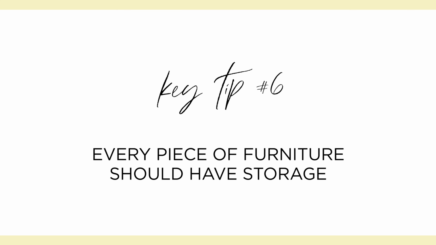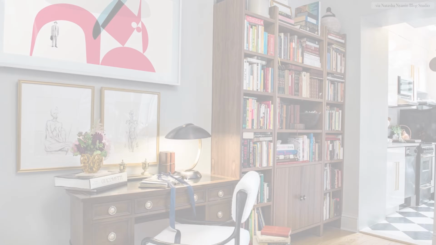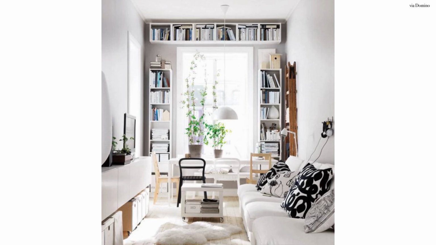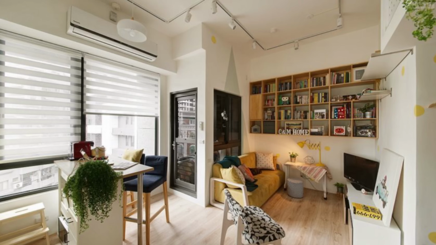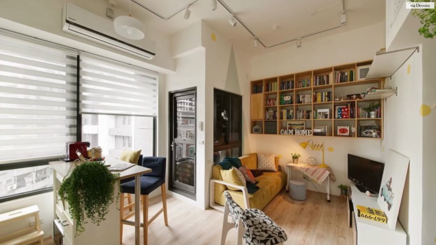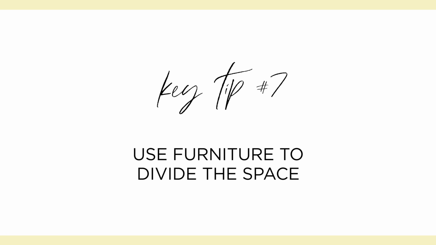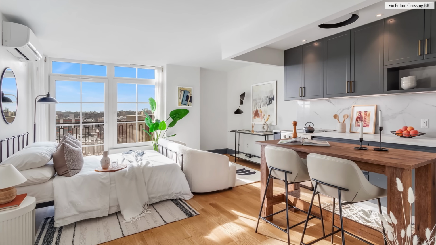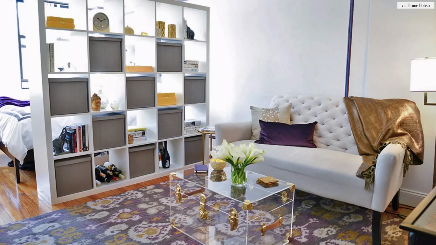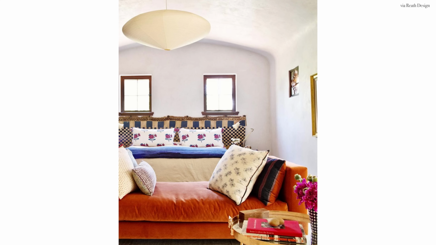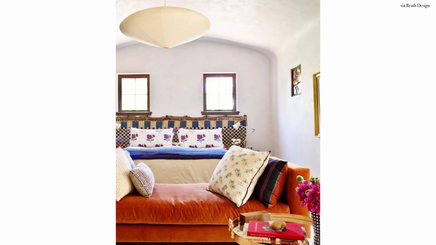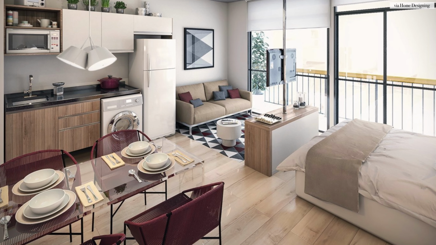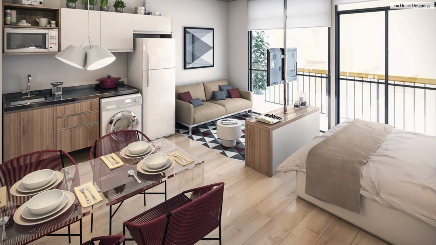Think storage. Every furniture piece should have an ample amount of storage. Use furniture to help divide the space. Who says the TV has to go against a solid wall? Try using a low console with the TV placed above it as a natural partition to divide the sleeping area from the living area.